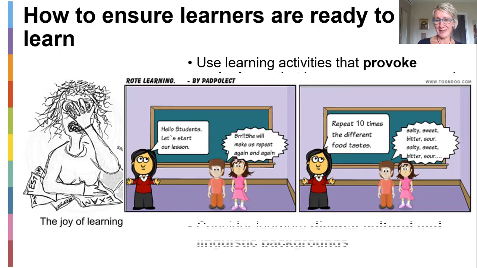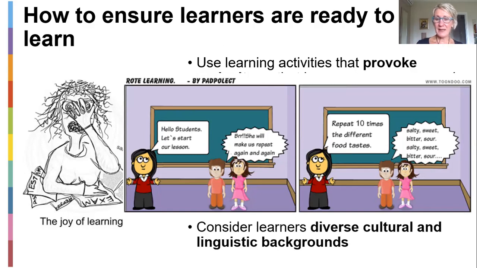Also consider their diverse cultural and linguistic backgrounds. You've also got to take cognizance of that, because you can't have the I+2, which is too difficult or just out of their realm of thinking as well.